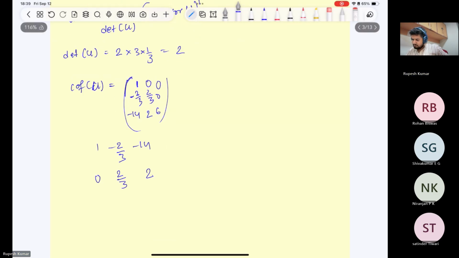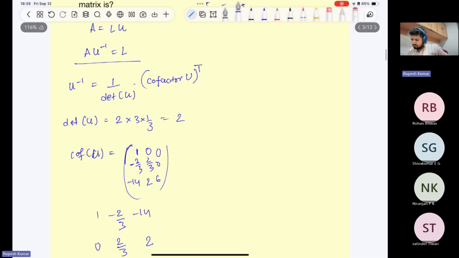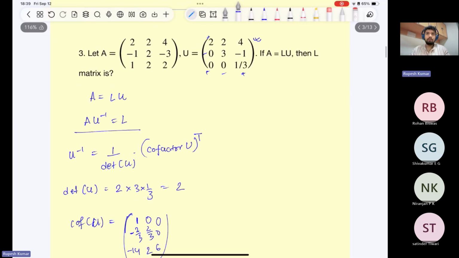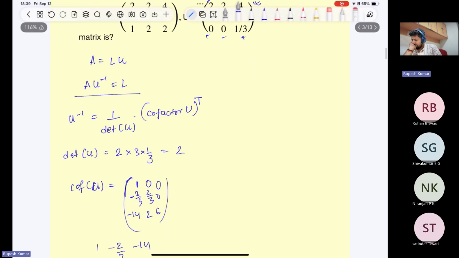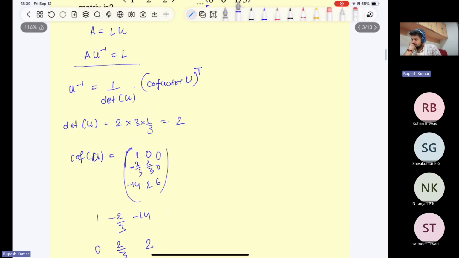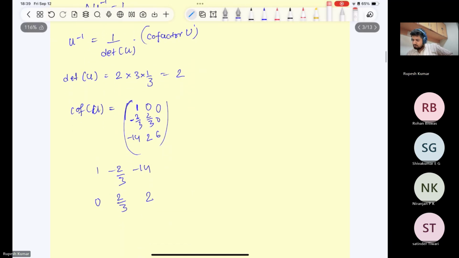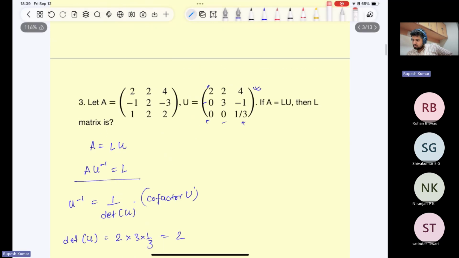Wait a minute. So do we have to take the inverse transpose? Okay, it's not transpose here, right? Yeah, this is right, because we should get a lower triangular matrix, right?